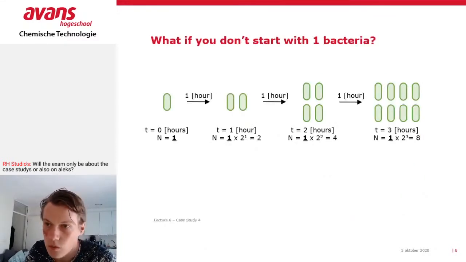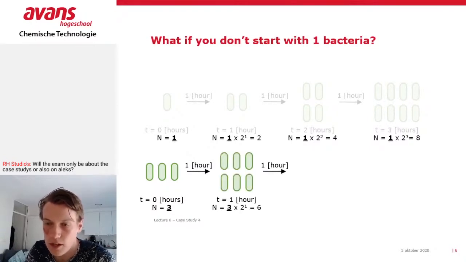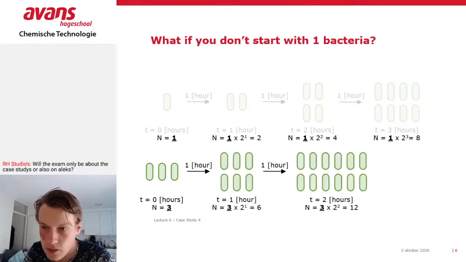So what if you don't start with 1 bacteria? What if you start with, for instance, 3 bacteria? Then basically it's still the same. After 1 hour the amount of bacteria doubles, so you go to 6 bacteria, and after another hour you go to 12 bacteria, and after another hour you go to 24 bacteria.